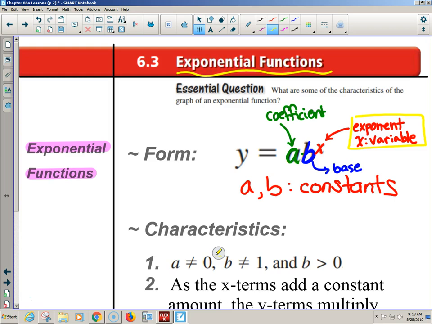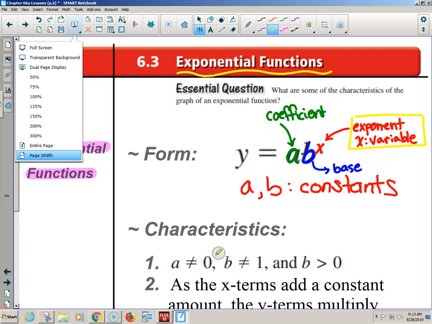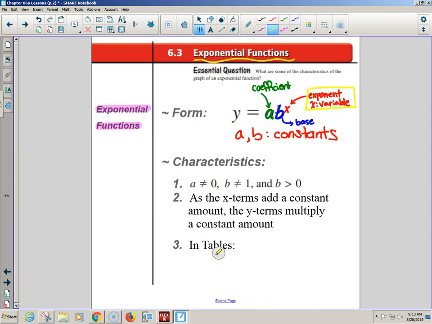Now there's some words down here to try to explain some of that. I tried to do the short and sweet version with colors because I like that better. But this one says, okay, a can't be 0. If a was 0, everything disappears, so there goes your exponential function.